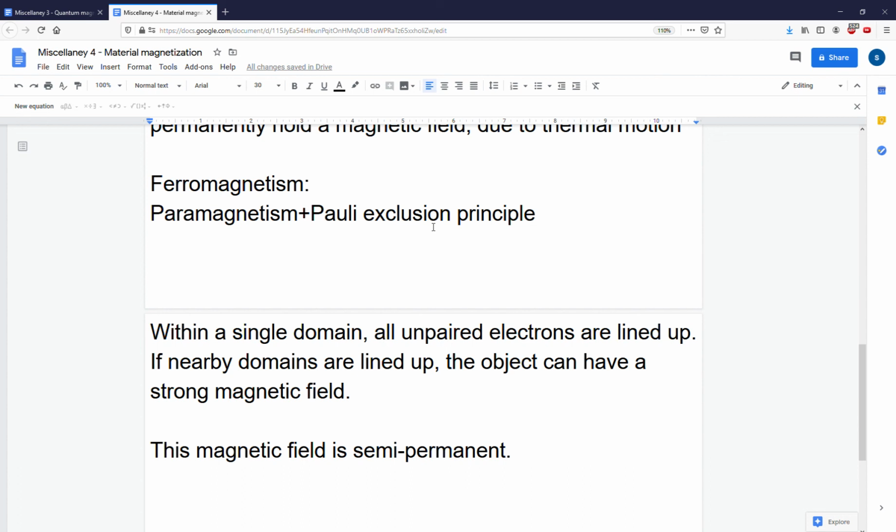Now, one exception to this, as I mentioned in Tuesday's lecture, is if there is already a strong applied magnetic field to the iron when it is first forming these domains, all of the domains will start off pointing in the same direction. And so you will get a strong magnetization in that material.